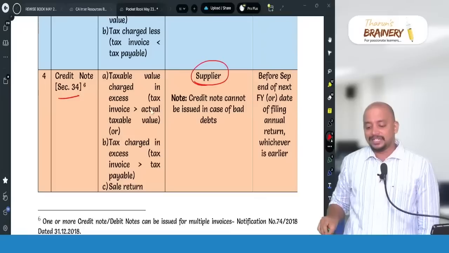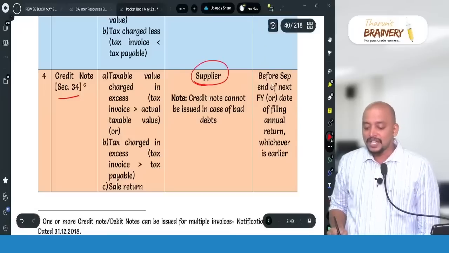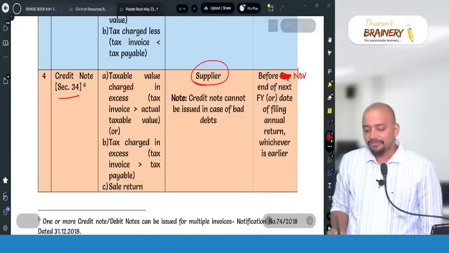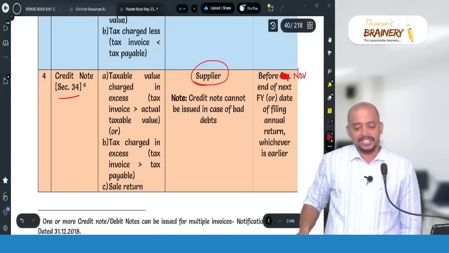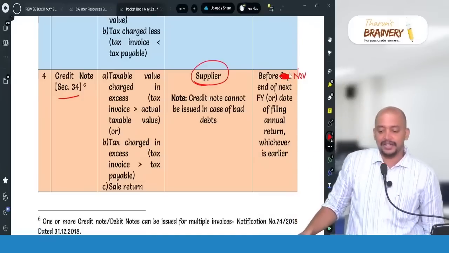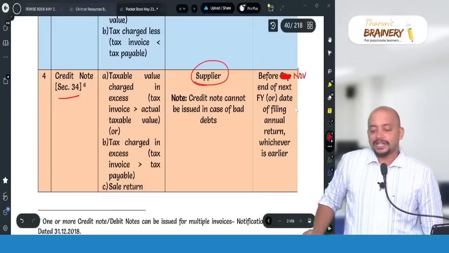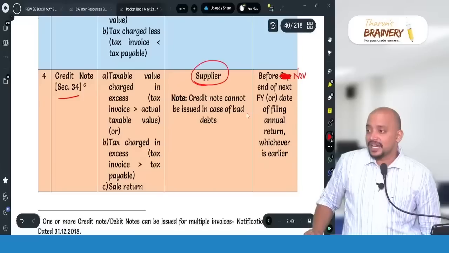What is the time limit in case of credit note? Before November end of next financial year or date of filing annual return, whichever is earlier. Before November end, 30th November of the succeeding financial year or date of filing annual return, whichever is earlier.